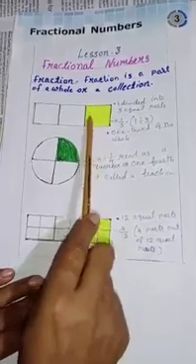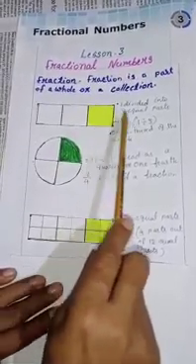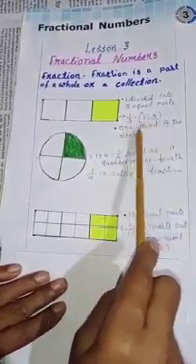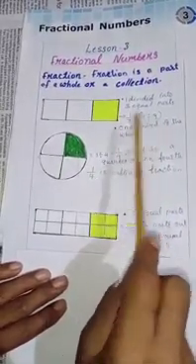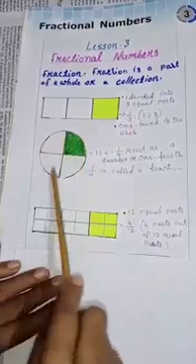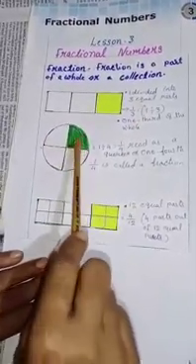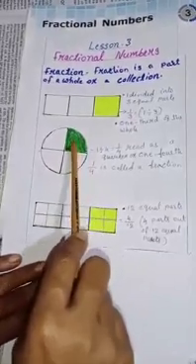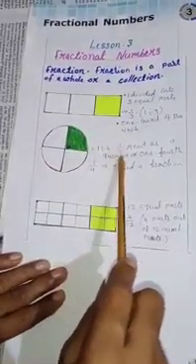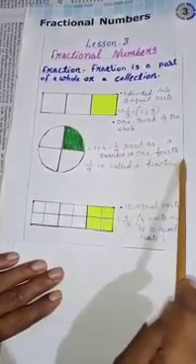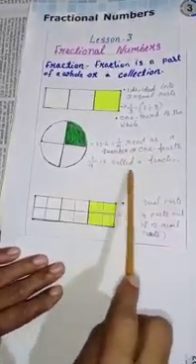Here the shaded part, you can see one part is shaded. The fraction you will write as 1 by 3, 1 divided by 3, which will be read as 1/3. In another figure, you can see a circle divided into 4 equal parts. Here one part is shaded, so the fraction you will write as 1 by 4, which will be read as a quarter or 1/4. Then 1/4 is called a fraction.